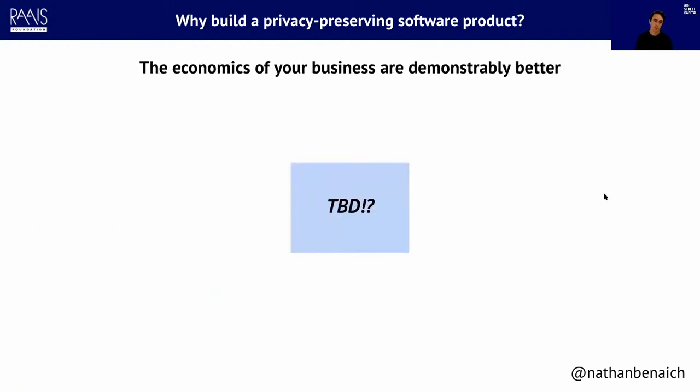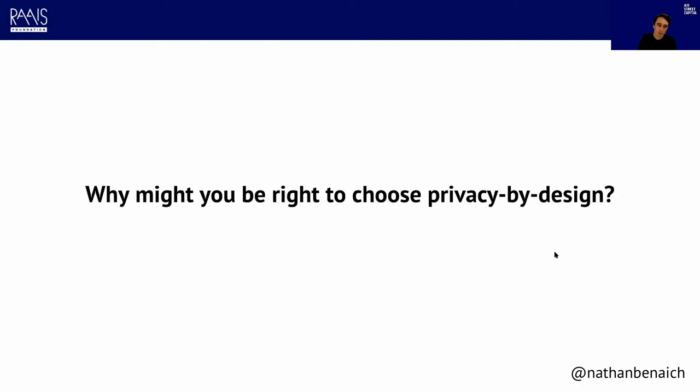And lastly, one of the areas that I think is quite interesting is whether the business that you're operating in a privacy-preserving fashion has demonstrably better unit economics or financial performance than to operate that same business in a non-privacy-preserving setting. And this, I think, is just right now TBD. So taking all this together, why might you be right to choose to build a privacy by design product today?